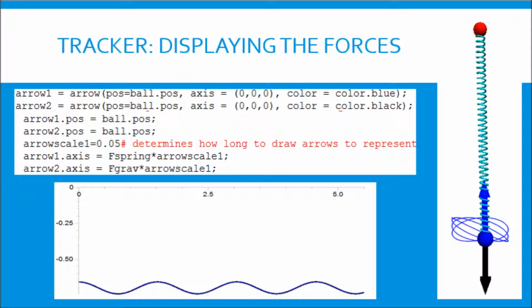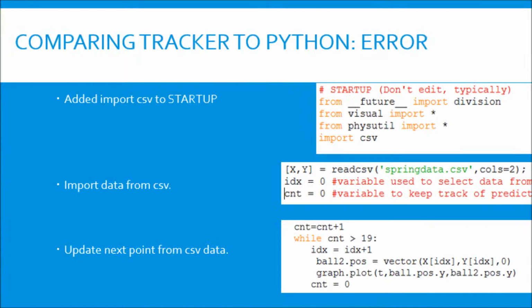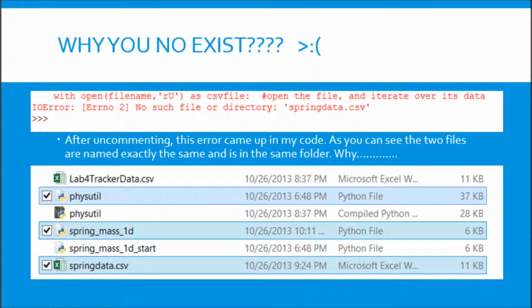Okay. Next, we compared Tracker to Python, and I had an error because, of course, nothing works perfectly. I added an import to the startup for importing the CSV file, and I also imported the data to read, but it said the file didn't exist, and I don't know why, because as you can see, it's listed in the same folder as my program, and I also had it open at the time, and it's the exact same name. So if you know what's wrong, tell me.